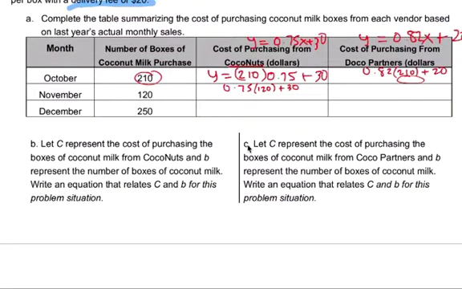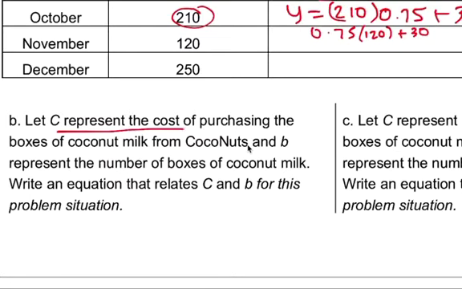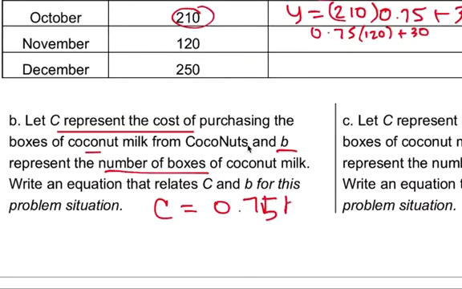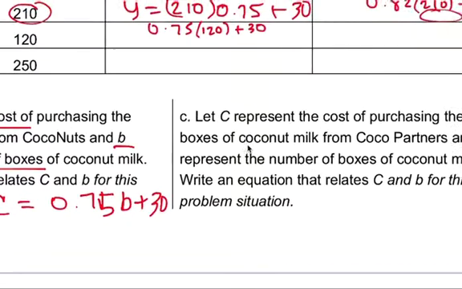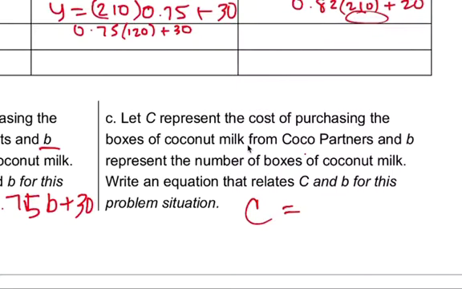Okay, let C represent, oh, I already wrote an equation. Let C represent the cost of purchasing the boxes, and let B represent the number of boxes. So C equals, instead of y, 75 cents per box makes more sense, plus the $30 in delivery fee. Same thing here, Coco's partner. C is for the total cost of it all. 82 cents per box, plus a $20 delivery fee. That's it.